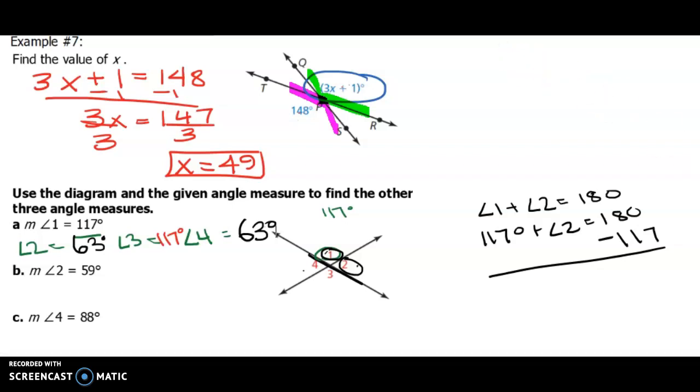All right, let's take the eraser and undo all this. All right, now I want you to try to do B and C on your own, and then I will go over the answers.